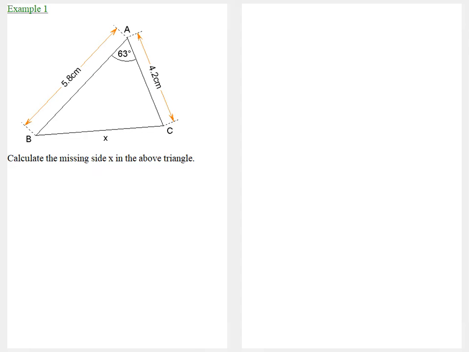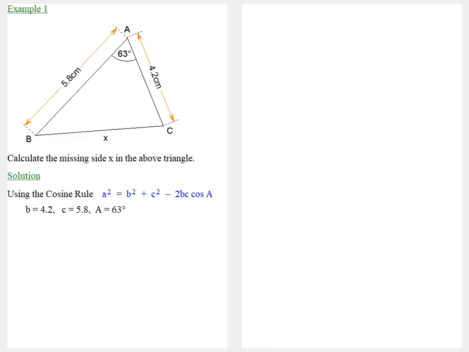Now let's have a look at some examples of how we can use the cosine rule to find a missing length or angle. In the first example, we want to calculate the missing side x in the above triangle. Now we're going to use the cosine rule. a squared equals b squared plus c squared minus 2bc cos A. And in the diagram we can see the side b is 4.2, the side c is 5.8, and the angle A is 63 degrees.